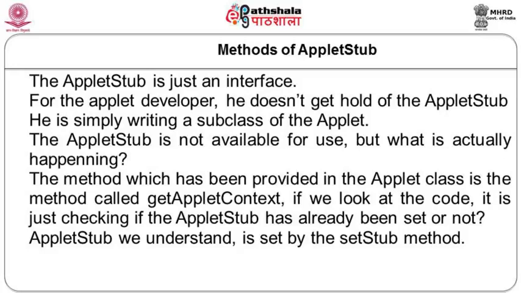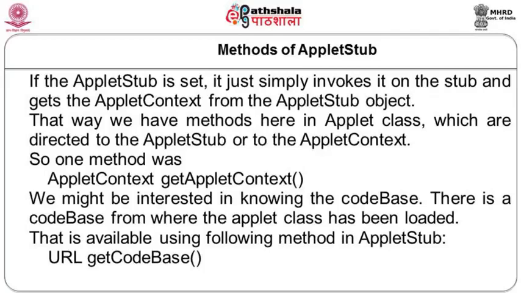But that is our understanding about what is actually happening. If we look into the applet.java, we'll see that the method which has been provided in the applet class is the method called get applet context. And if you look at the code, it is nothing but checking whether the applet stub has already been set or not. The applet stub, we understand, would be set by the set stub method. If the applet stub is set, just invoke it and get the applet context from the applet stub object. So we have methods here in the applet class which are directed to the applet stub or to the applet context. So one method was get applet context.